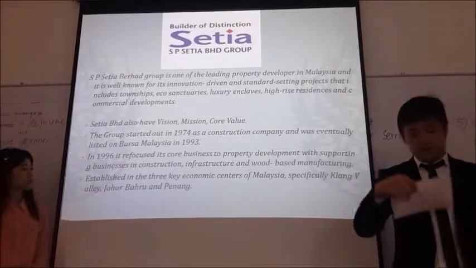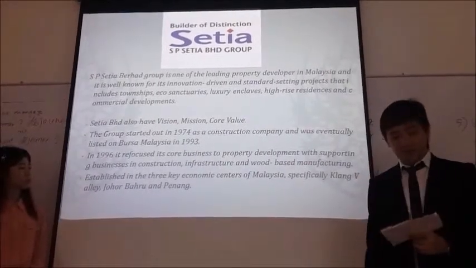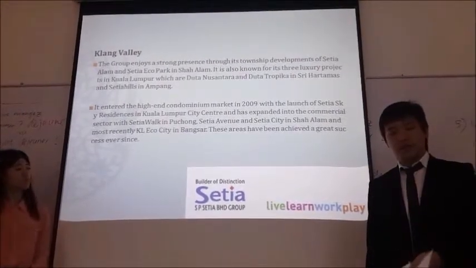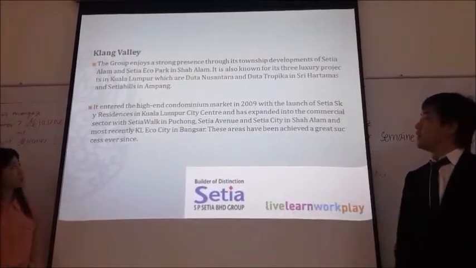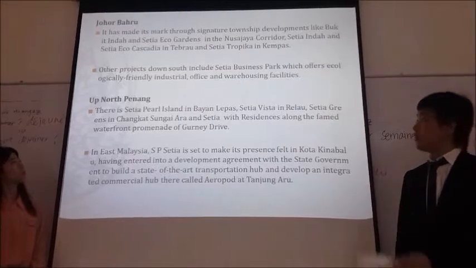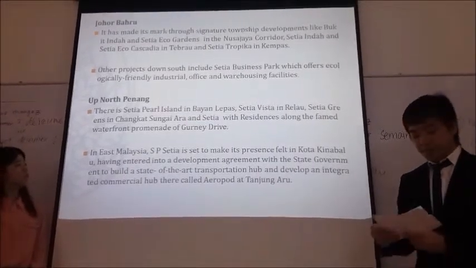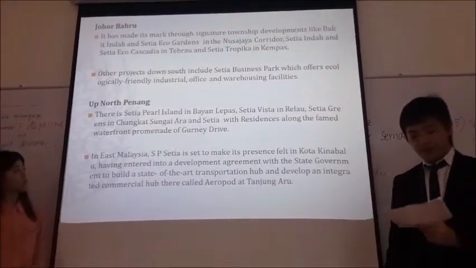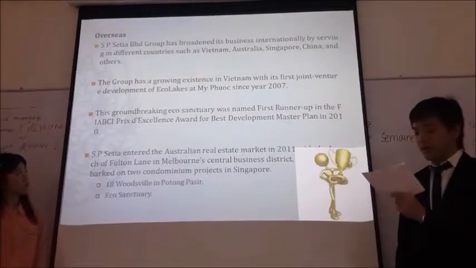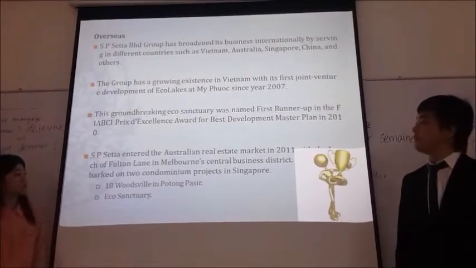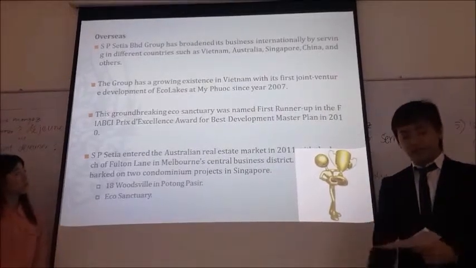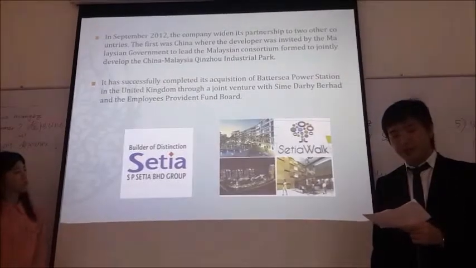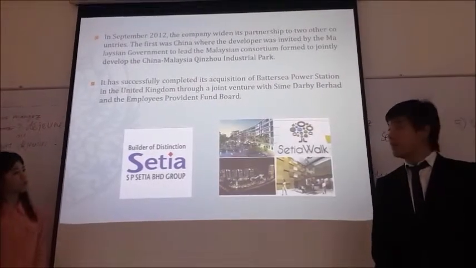And the company has 3 branches that are located in the 3 key economic centers in Malaysia. They are in Klang Valley, and then in Johor Bahru and Penang. And the company is serving in different countries, such as Vietnam, Australia, Singapore, and China. And in September 2012, the company widened its partnership to 2 other countries, China and the United Kingdom.